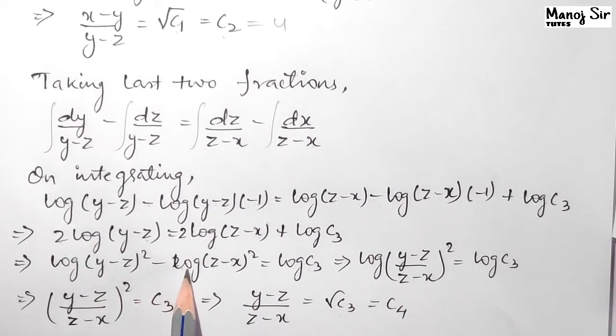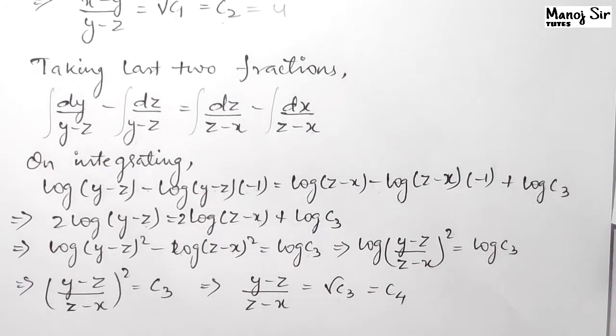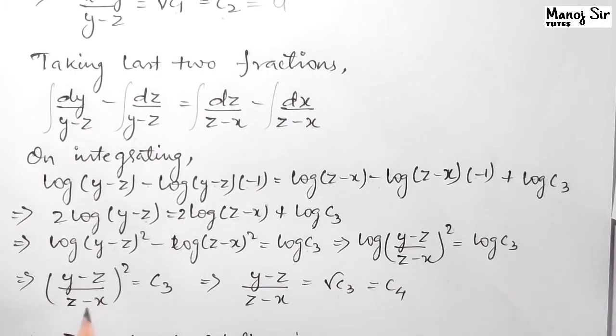Log of a minus log of b equals log of a upon b. That is log of y minus z upon z minus x whole square equals log of c3. Now log gets cancelled. What is left? That is y minus z upon z minus x whole square equals c3. Now taking this square to the right hand side, this will become y minus z upon z minus x equals root of c3, which equals c4.